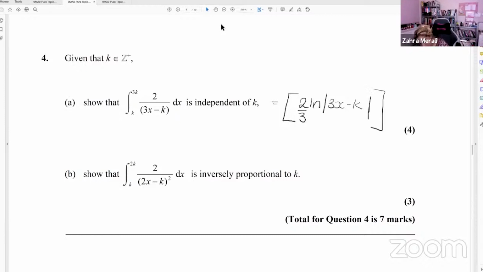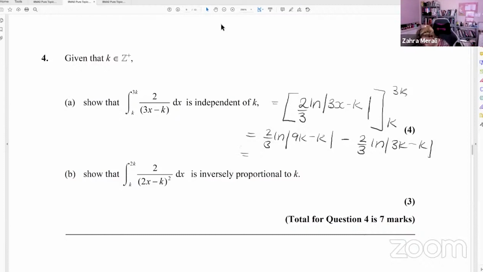Okay, and we've got that between 3k and k. So if we plug in 3k, we're going to get 2/3 ln. 3 times 3 is 9. So we're going to get 9k minus k minus 2/3 ln 3k minus k.